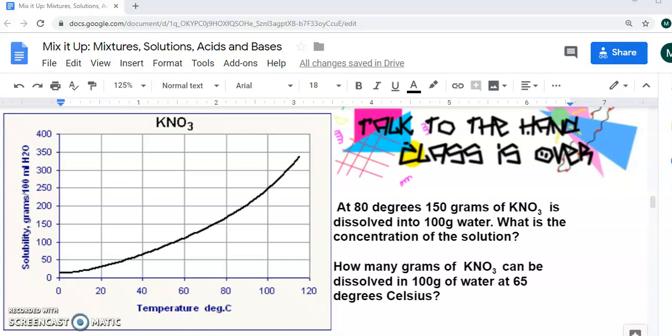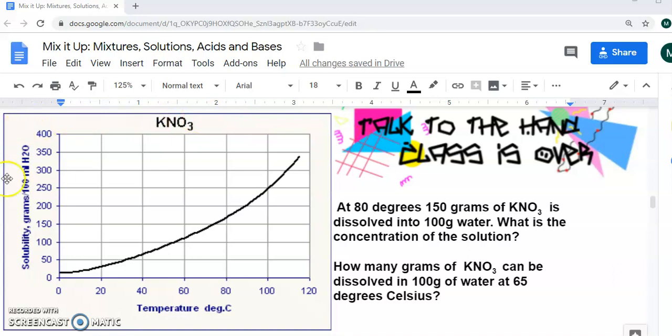Hey everybody, I wanted to create a quick video to help with solubility curves. After midterms, I found that this is one of your weakest areas. So what I've done is go through and give you a tutorial, give you some example questions, and show you how I'm getting my answers.